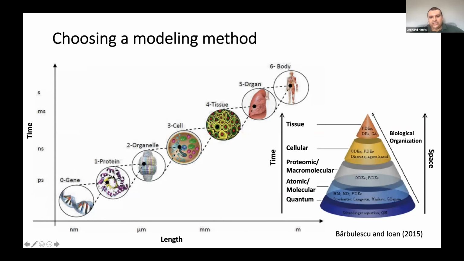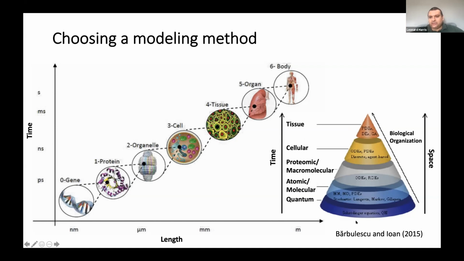So you have genes, proteins, organelles, cells, tissues, organs, all the way up to the length of the body. And there are different modeling methods that are applicable at these different scales. You'll have to understand which ones apply where. And that's what is shown here in this pyramid cone in the bottom right.